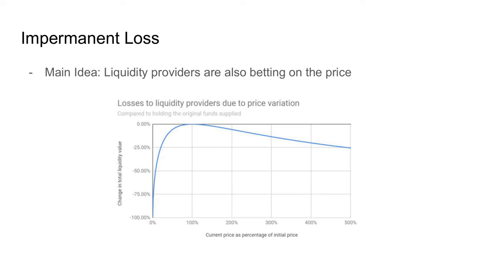And so this reduces the benefits that liquidity providers have by depositing liquidity, because they may be able to gain some amount in trading fees, but if the price moves too much, then the impermanent loss will exceed the profit that they gain from the trading fees. So that might discourage liquidity providers from depositing liquidity in the first place.